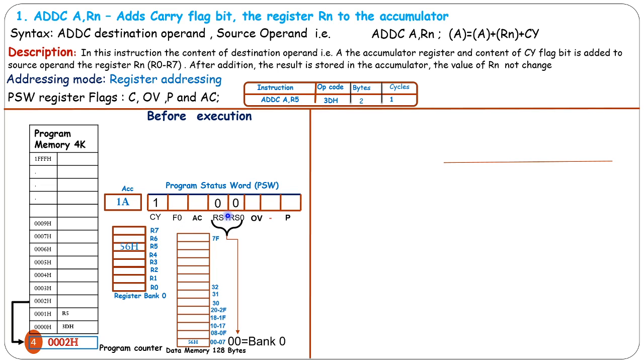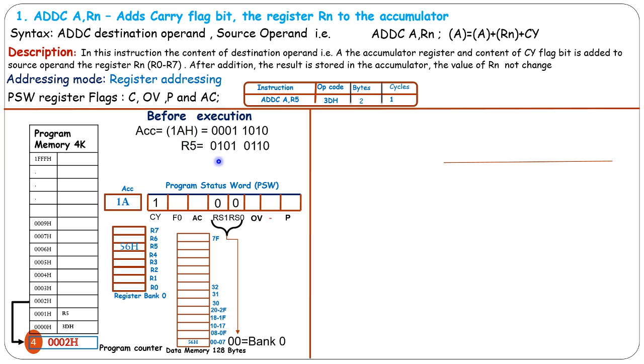The selection of bank is decided by the PSW register. When both bits are 00, bank 0 is selected. In bank 0 there are 8 registers, R0 to R7, and our operand is stored in R5, that is 56. This 56 and the accumulator content 1A are added. The content of accumulator is 1A. In binary format it is 0001 1010, where 1 indicates 1 and A indicates A in hexadecimal.